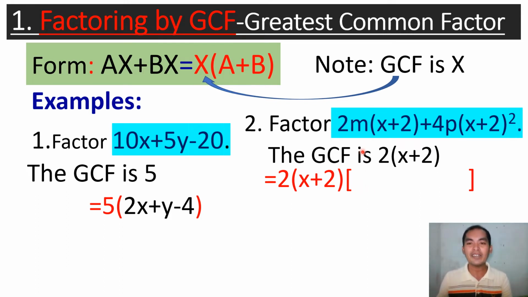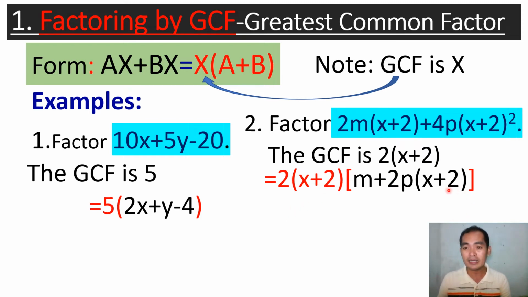Now, to get for the other factor, ang gagawin natin ay i-divide itong first term sa GCF. 2 divide 2 is 1. M divide walang m, so kukopyahin ang m. X plus 2 divide x plus 2, so wala. So for the first term, ang natira ay m. For the second term, 4p divide 2 is 2p. X plus 2 squared divide x plus 2 to the first is x plus 2 to the first. Kasi dalawa ito dito, si isa ang natira.